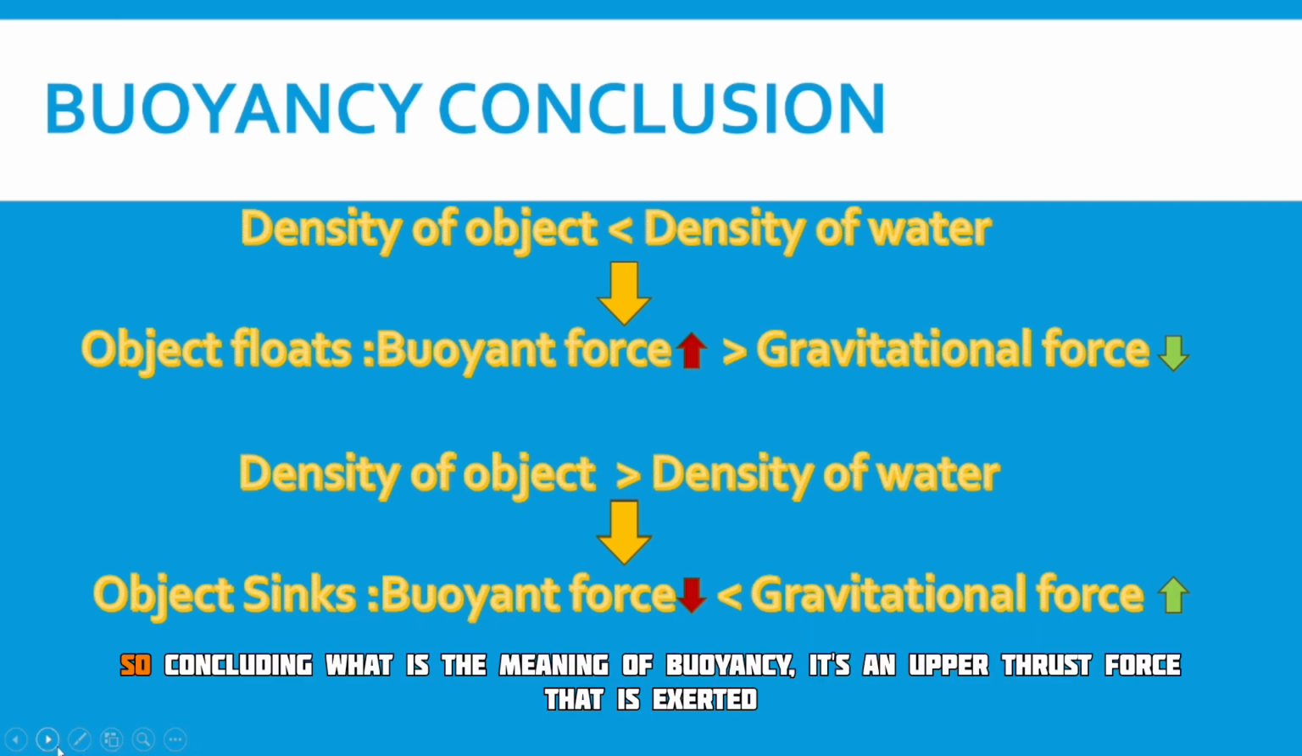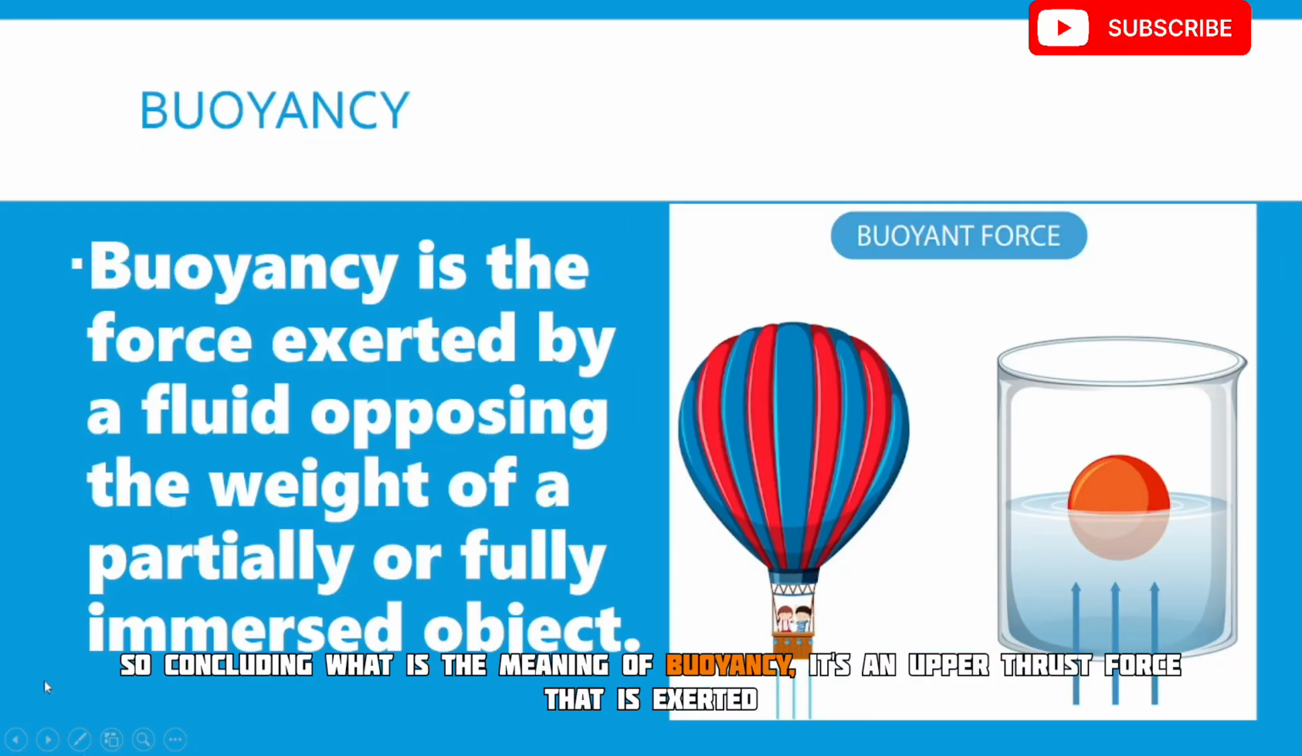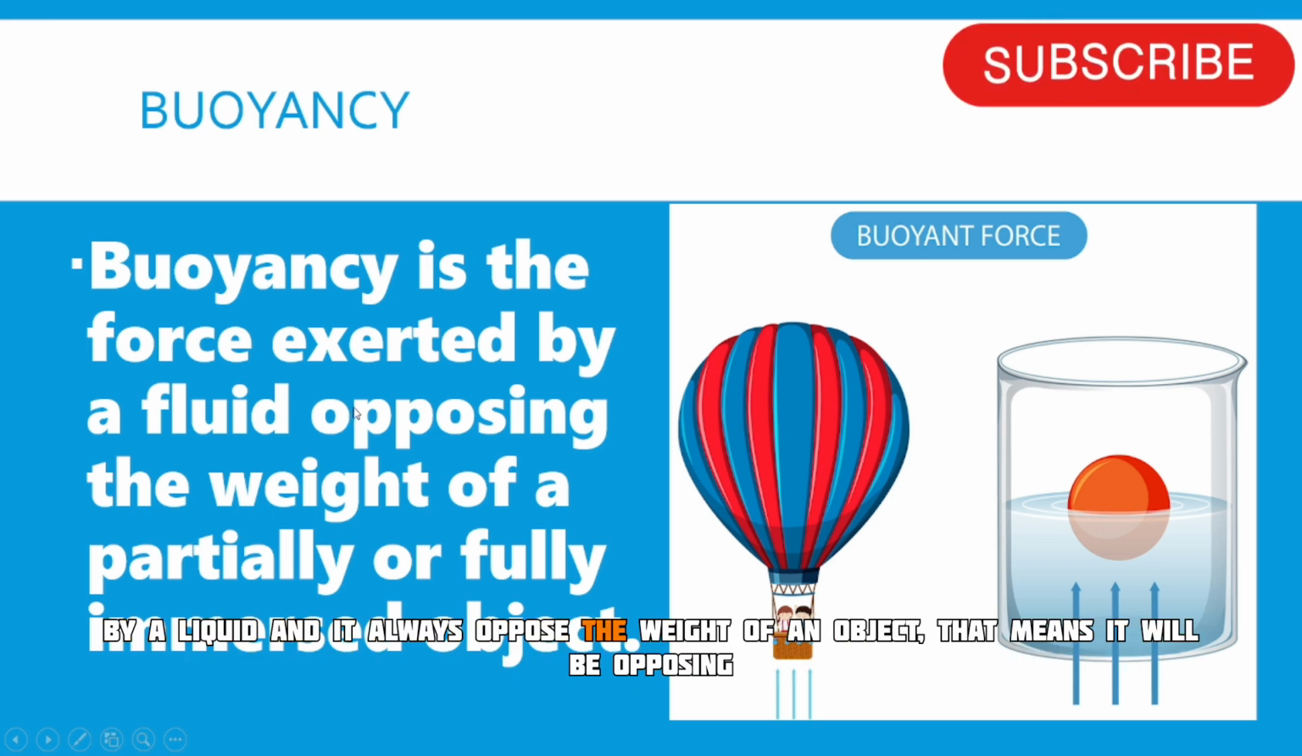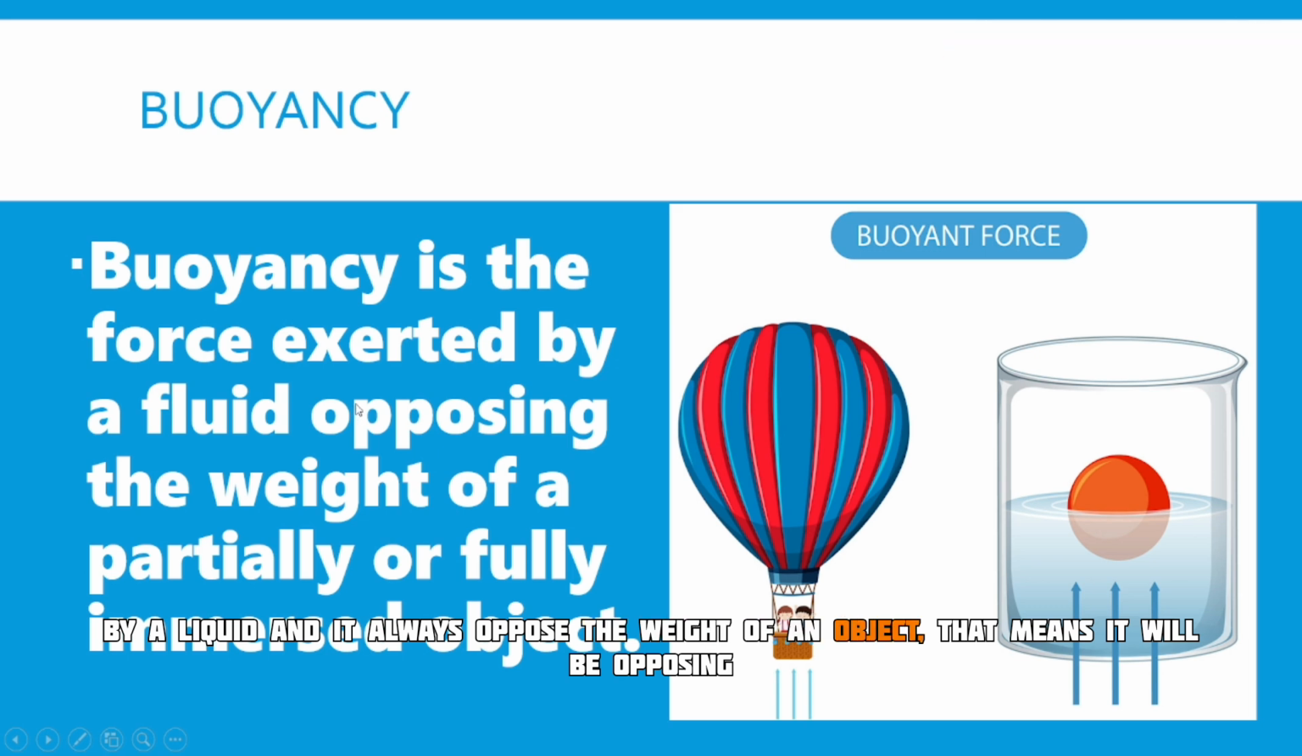So concluding, what is the meaning of buoyancy? It's an upthrust force that is exerted by a liquid, and it always opposes the weight of an object. That means it will be opposing our gravitation.